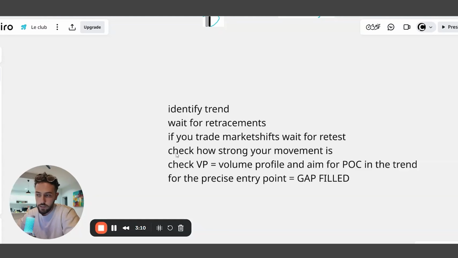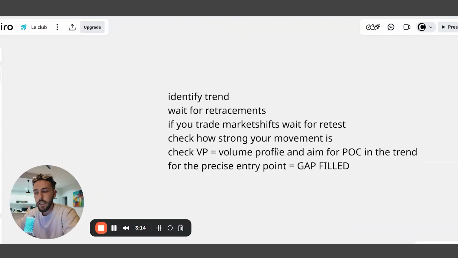Last but not least, check how strong your movement is. On the indicator side, if you want a confirmation, you can also check volume profile and aim for POC in the trend. Meaning, if POC is higher and you're in an uptrend, probably it's going to go back to POC. If you are in a downtrend and your POC is lower, there's probably going to be a retest of your POC. And if you want the precise entry point, you need to wait for the gap being filled. That's going to be the best trade you can take.